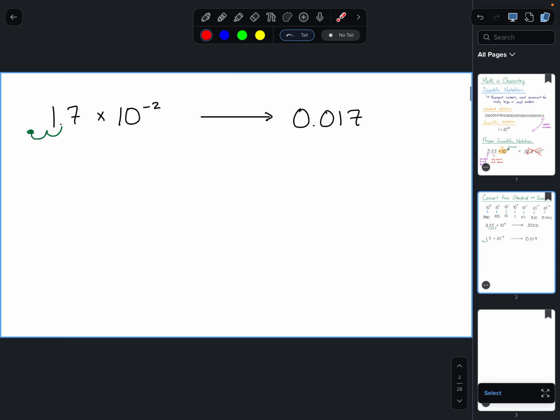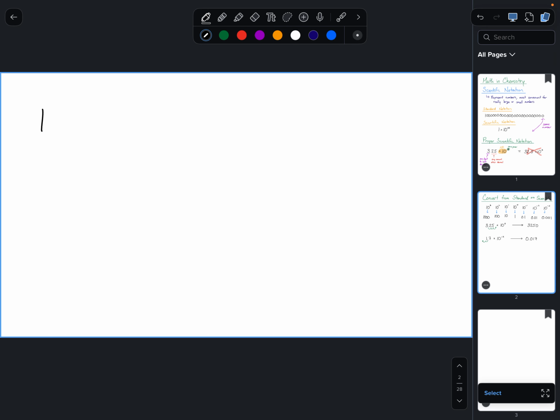Okay? So now we're going to go the other way. Let's say 145 here. And I want to convert this into scientific notation. So first of all, I know it's going to look something like this. Something dot something times 10 to the something. Okay? So first of all, help me fill it in here.